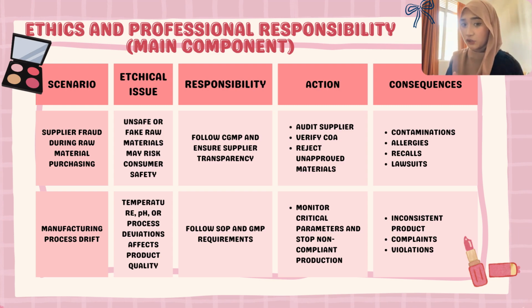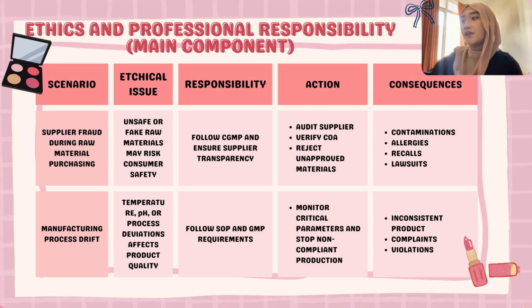To handle this issue, we need to audit the supplier, verify their certificates of analysis or COA, and reject any material that is not approved. If this problem is ignored, it can lead to product contamination, allergic reaction, product recalls, and even lawsuit against the company. So for the second one, which is manufacturing process drift.